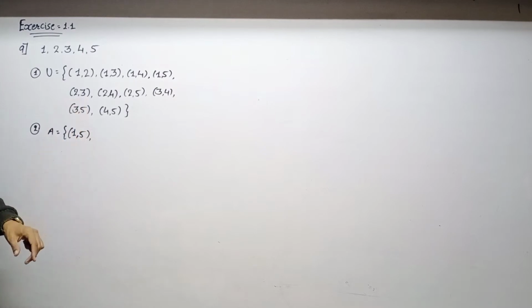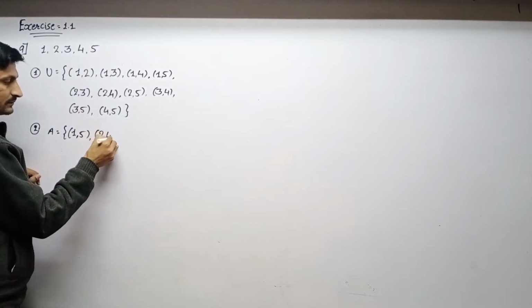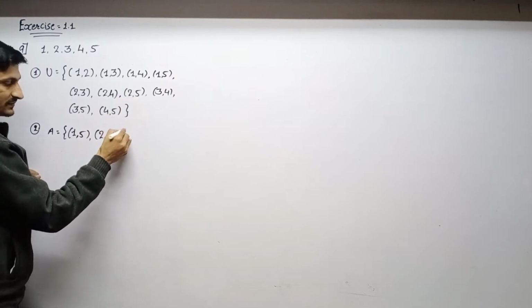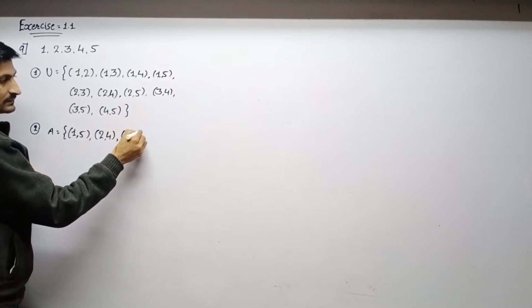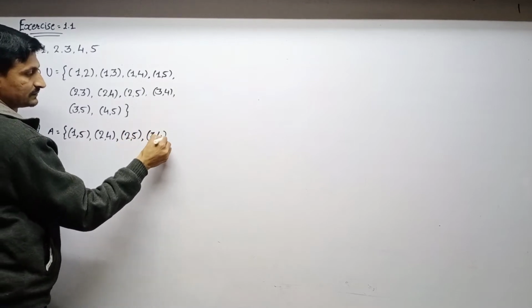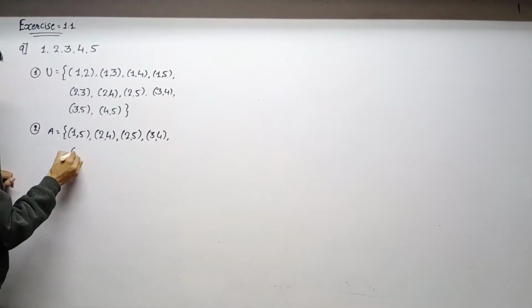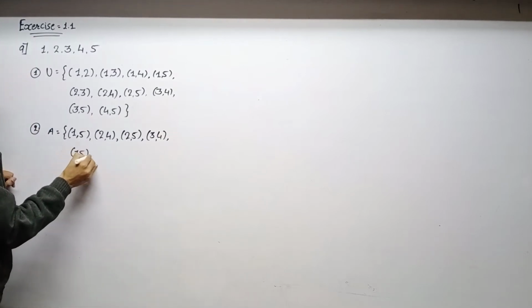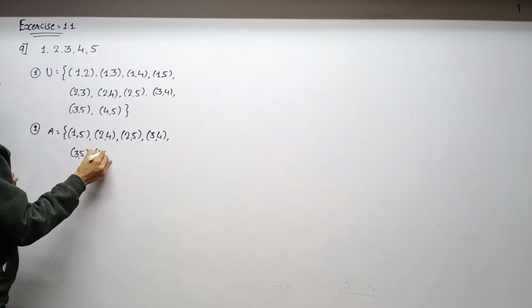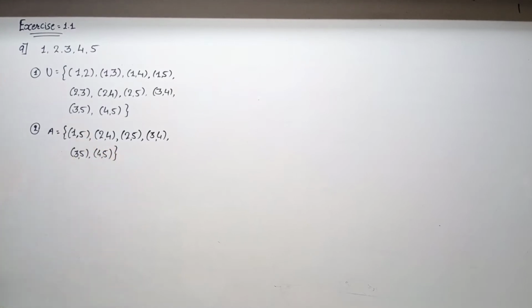(2, 3) will not work. (2, 4) yes. (2, 5) yes. (3, 4) possible. (3, 5) and (4, 5), both are possible. So 6 outcomes.